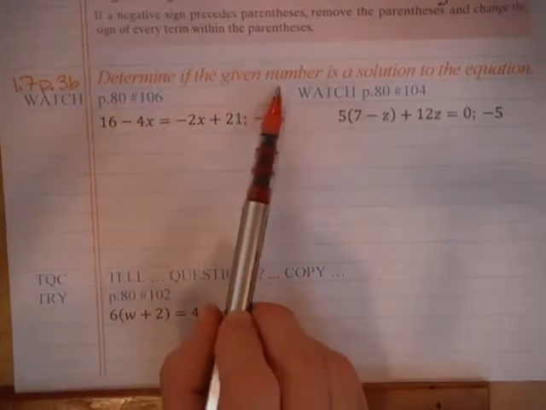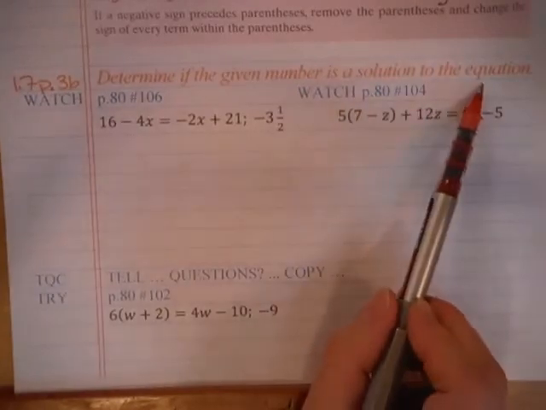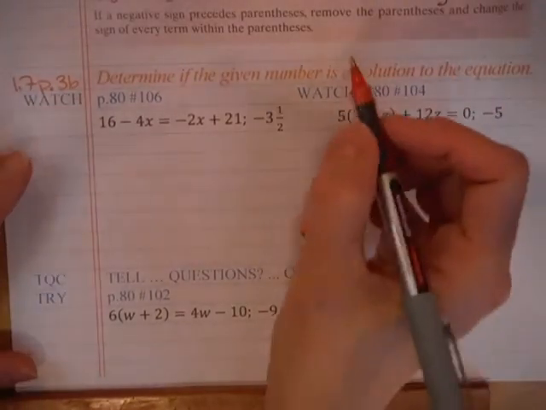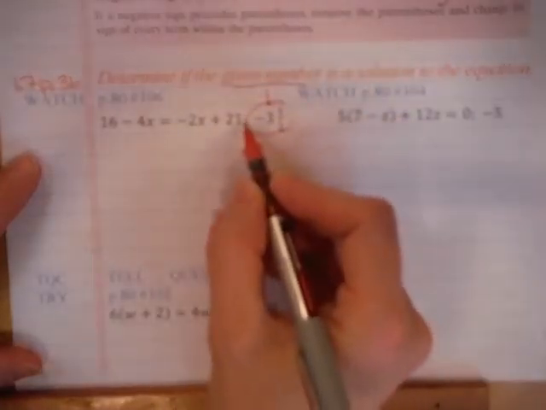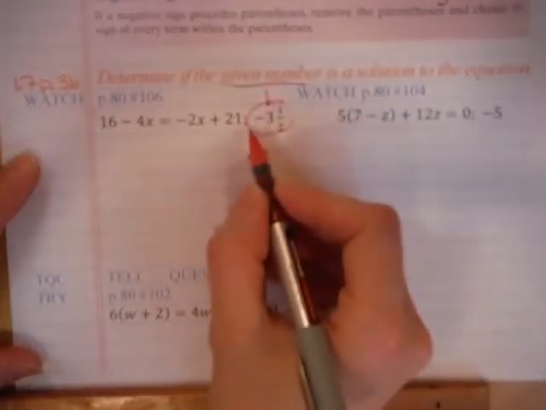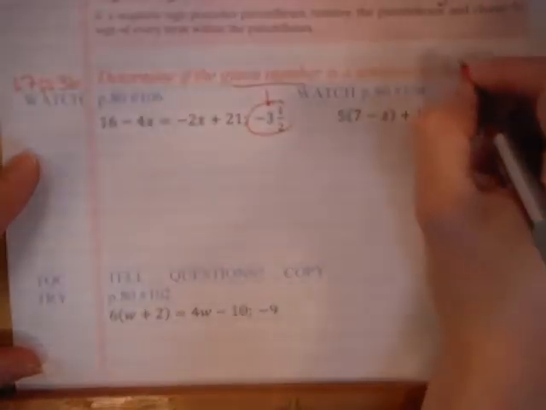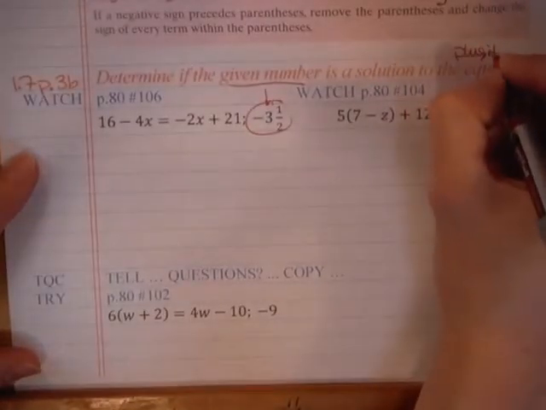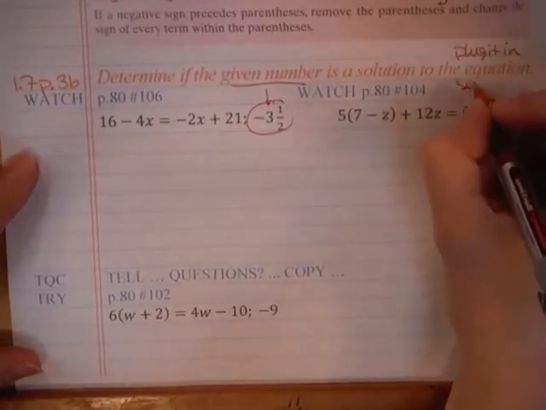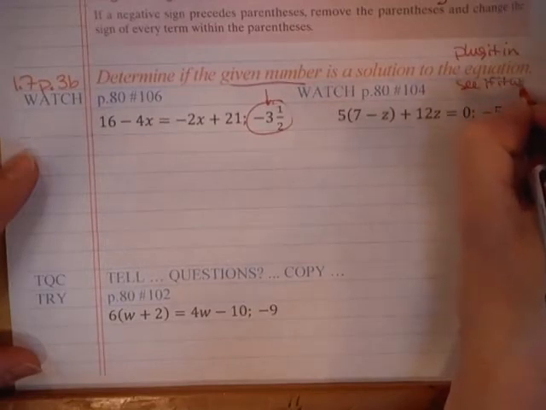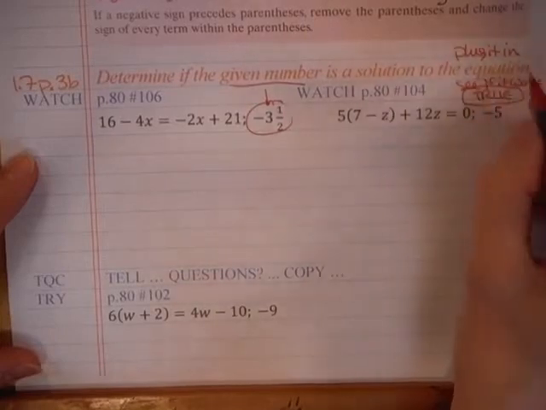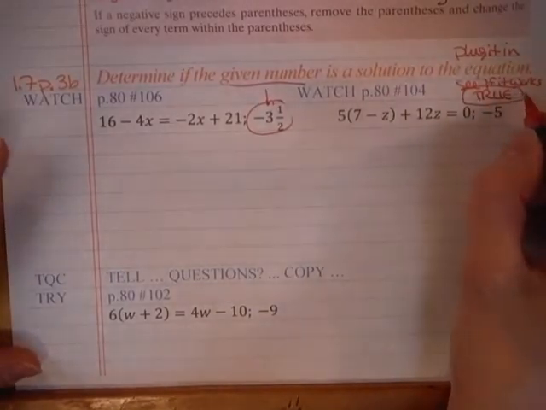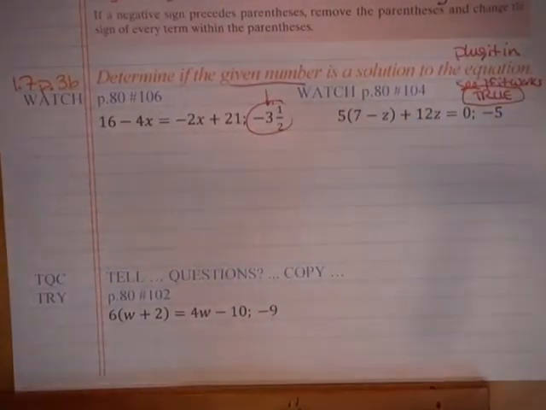Determine if the given number is a solution to the equation. So recall what that means: we're going to take that given number, the one that's outside the semicolon here, past the equation, and we're going to plug it in and see if it works, or see if it gives you a true statement. A true statement means yes, it's a solution. A false statement means no, it's not a solution.